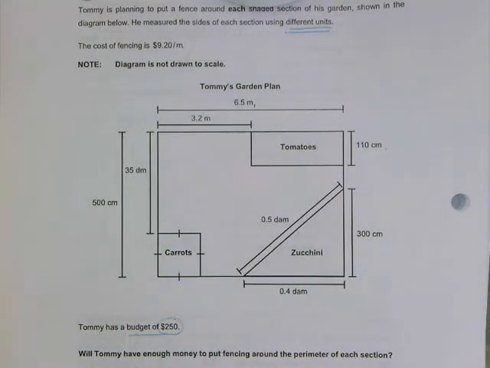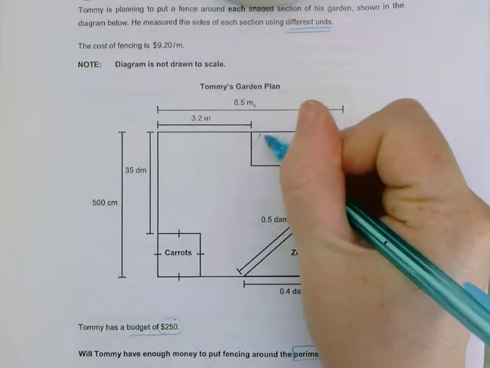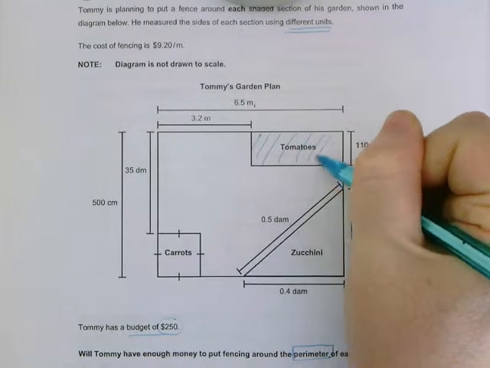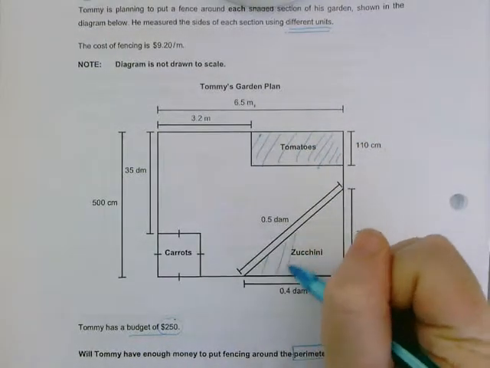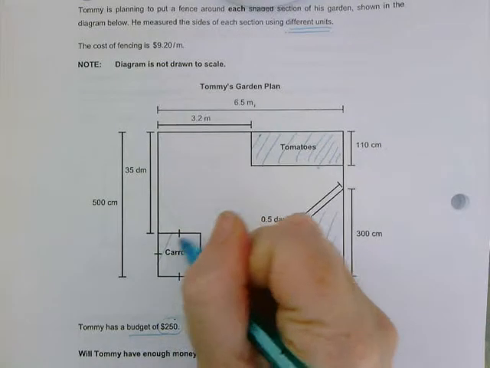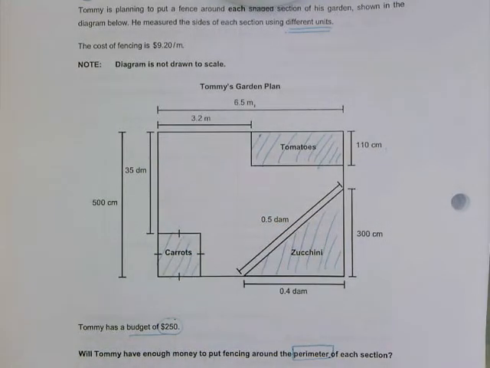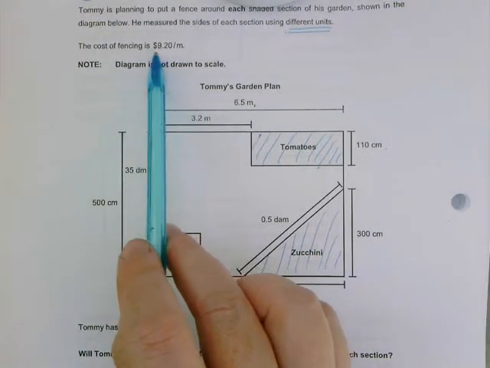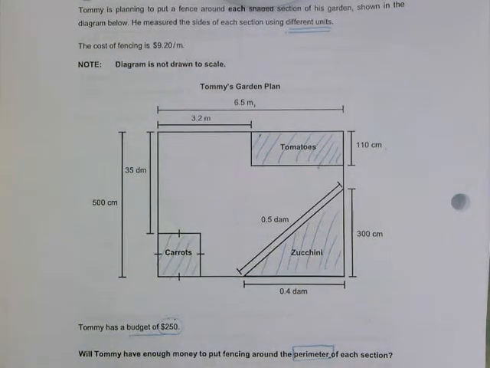Okay, and then you have to say, will Tommy have enough money to put fencing around the perimeter? Again, that's really nice that the word perimeter is in there to tell you you're supposed to be doing perimeter of each section. On this question, you can't really see clearly on the camera here, but the shaded regions are these three pieces. So the tomatoes, zucchinis, and the carrots. So you're trying to find the perimeter of those three different pieces, add them together, use the price that's here, so $920 per meter, and then you're going to see if he has enough money.